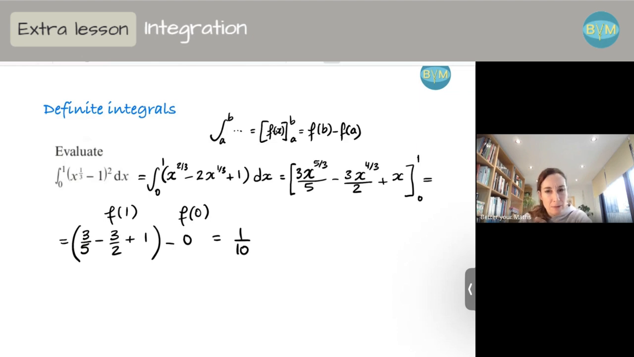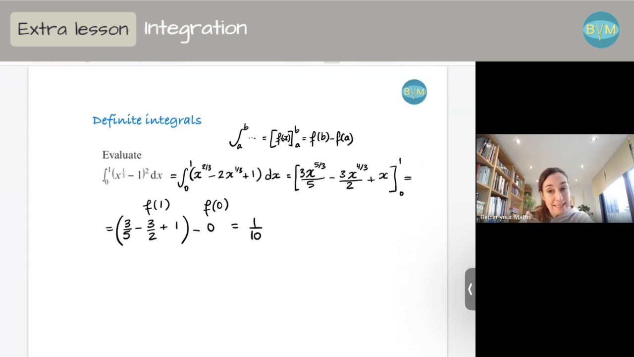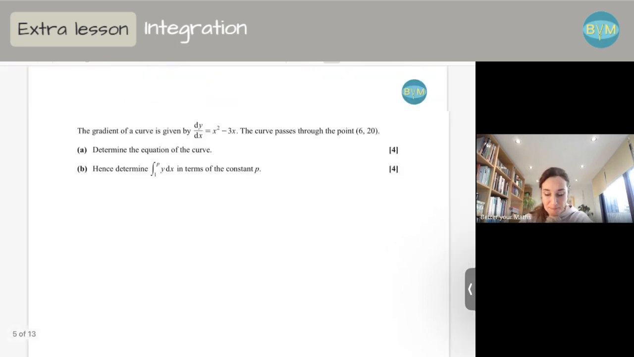Is it clear what we do? Remember, top number minus bottom number. Don't do the other way around. We substitute first the top and then minus the bottom. And here we have 0, but if you have numbers, I would write a bracket because it's very easy to remember to change the sign of some, but not all of them. So be careful with that. Is it clear? Easy? Okay, let's do one question.